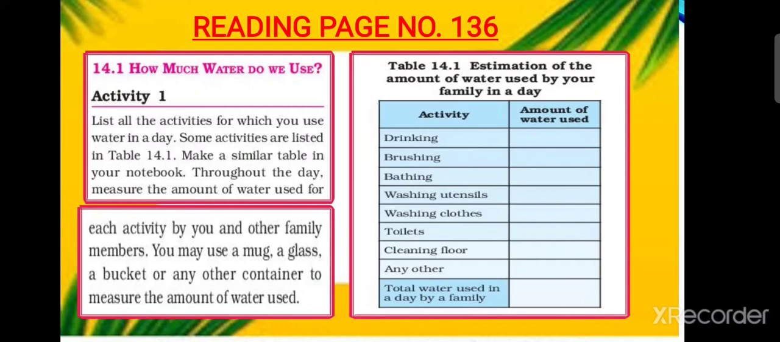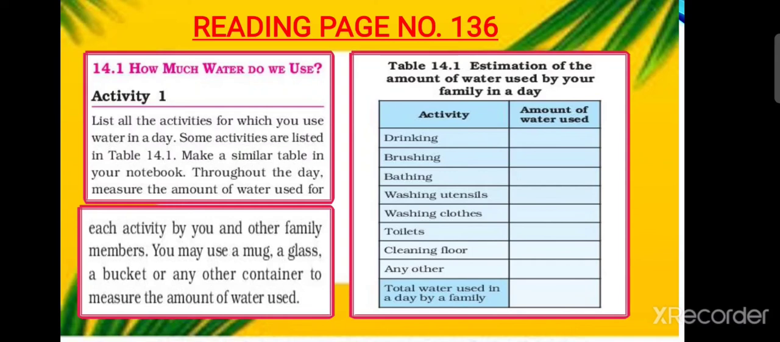Children, there is an interesting activity you will have to perform. You should write down all the activities that you perform every day, like you can see in table 14.1. Various activities of water that you do are written there. Now you will have to write down by yourself how much amount of water is used, and you should calculate the total amount of water used by you. This will be your assignment for today: you will have to do this table 14.1, and we will discuss it in the next video, the amount of water you are using per day.